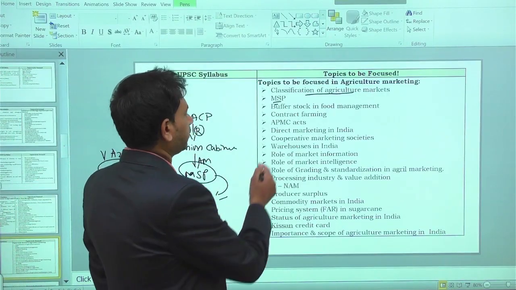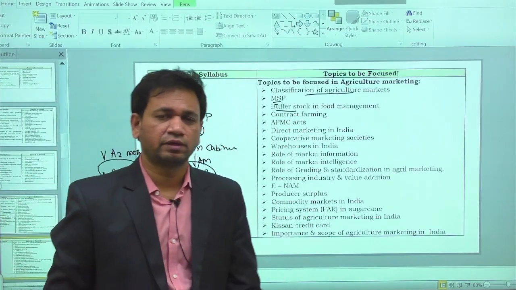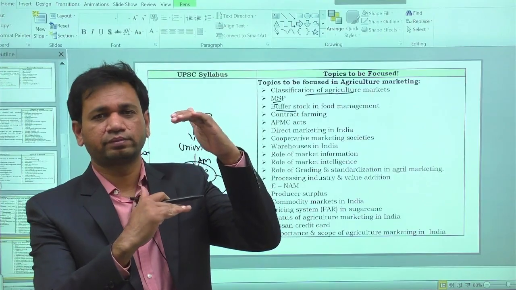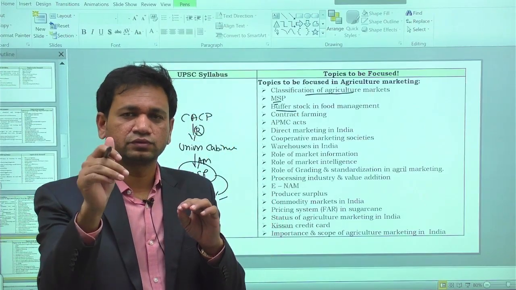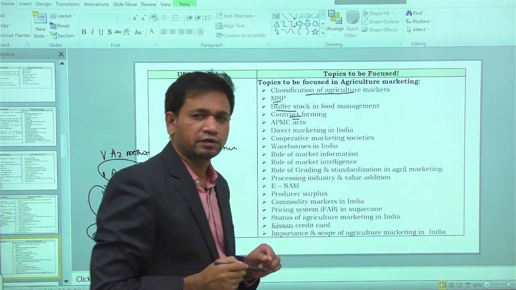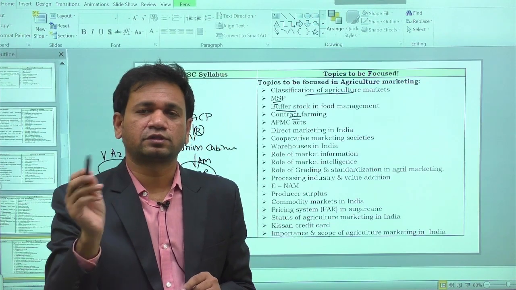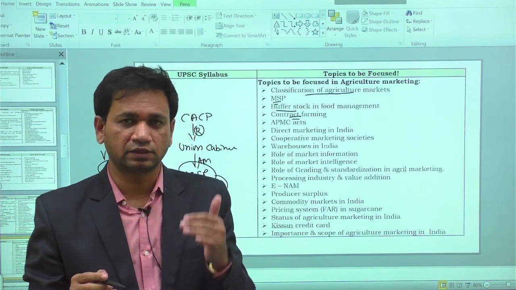Then we are having the buffer stock, right? Based on the two-price scheme, we are having the selling price, and another is the floor price. According to that, food management in the country can be possible. Then we are having contract farming. In contract farming, there is an agreement, right? An agreement between the two parties to produce and supply agricultural goods in the market.